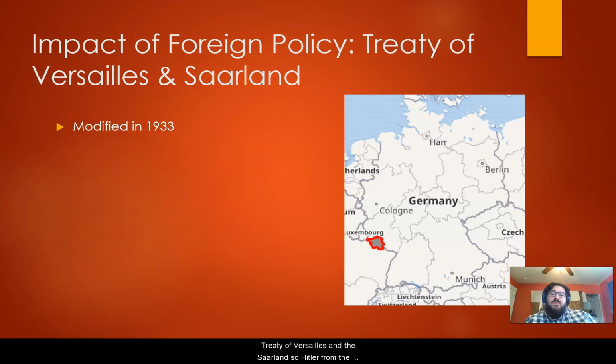Now, the impact of the foreign policy of the Treaty of Versailles and the Saarland. So Hitler from the get-go has always been saying we need to overturn the Treaty of Versailles. We need to undo this. We need to start working towards it. So when he comes into power in 1933, hey, the time is now, my guy. Let's see you fulfill your promise. And so he does. He approaches Britain, France, Italy, and the League of Nations and says, we are going to modify the Treaty of Versailles. We are not going to allow you to do what you are doing. And he tries to be very aggressive about it.